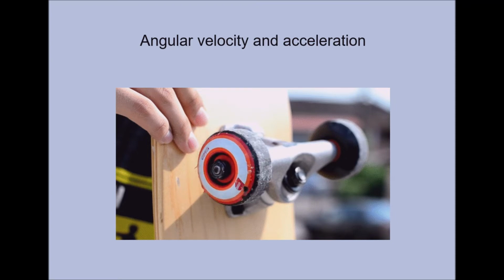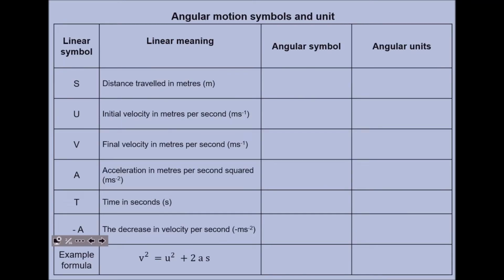rotating. Now, it's true that something can only either move in a straight line or it can move at an angle, which would cause that rotation to take place. But before we do that, we need to be able to identify some of the key differences, particularly in relation to the symbols that we use when it comes to objects moving in a straight line and objects moving at an angle. And as you can see down the left hand section of the screen here, we've got the linear symbols, SUVAT, and then we've got the meanings here.